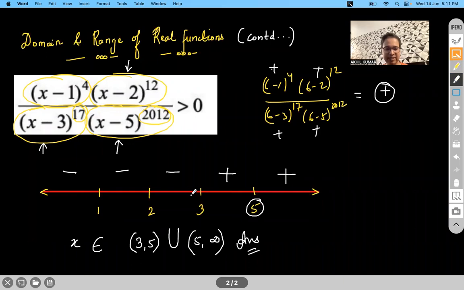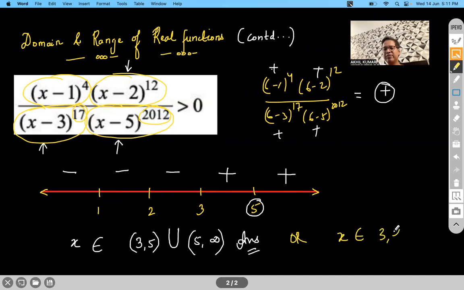Is it fine? I have a question. Yes. So can we just write x belongs to 3, infinity? But if you write 3, infinity, you have included 5 also there, right? Oh, yes. So you have to remove the 5. So either you write like this, or alternately, you can also write x belongs to 3 to infinity, excluding the singleton set 5. This is also acceptable. Both are acceptable answers.